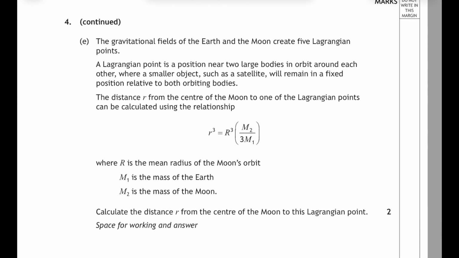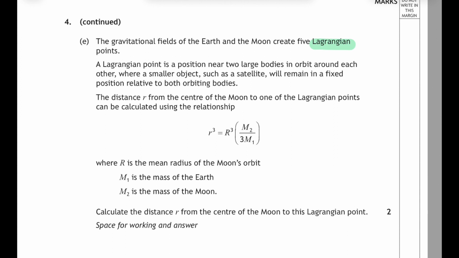There's another part, 4 part E. The gravitational fields of the Earth and the Moon create 5 Lagrangian points. I hope I pronounced that right. A Lagrangian point is a position near 2 large bodies in orbit around each other, where a smaller object, such as a satellite, will remain in a fixed position relative to both orbiting bodies. Whew. What's that all about?